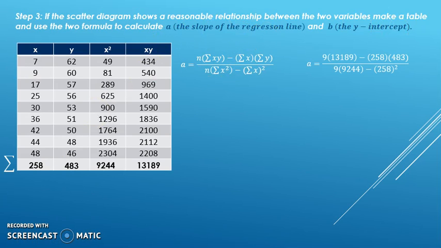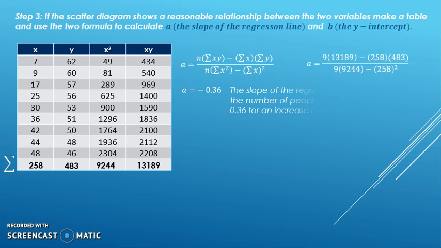So now we just substitute our values into our equation. The number of values is 1, 2, 3, 4, 5, 6, 7, 8, 9. So this is 9 multiplied by the sum of xy minus the sum of x multiplied by the sum of y, divided by the number of values, which is 9, times the sum of x squared minus the sum of x all squared. Now, if you put that in your calculator, you'll find that A equals minus 0.36 to 2 decimal places. Now, what exactly does this mean?